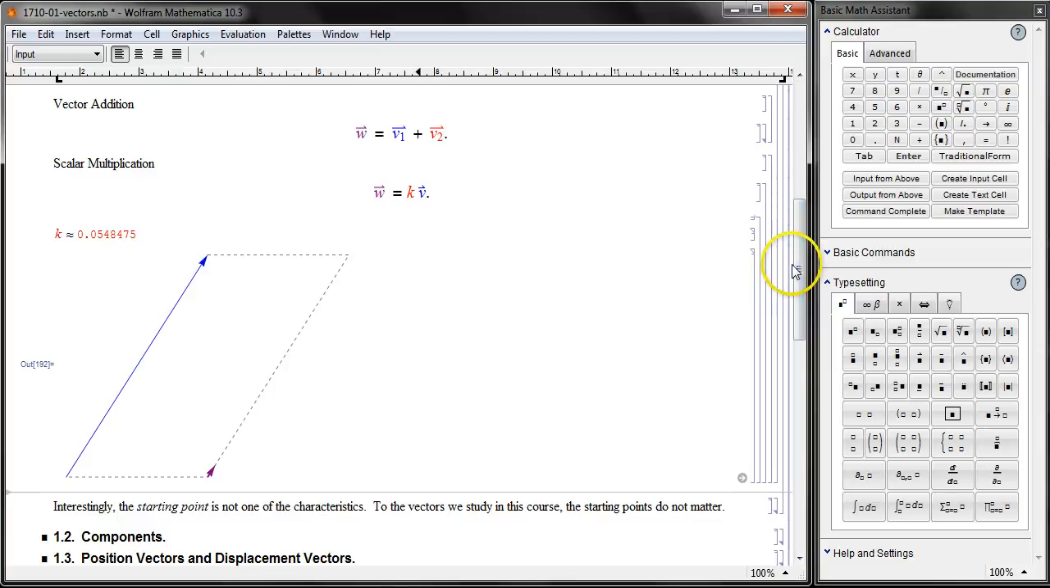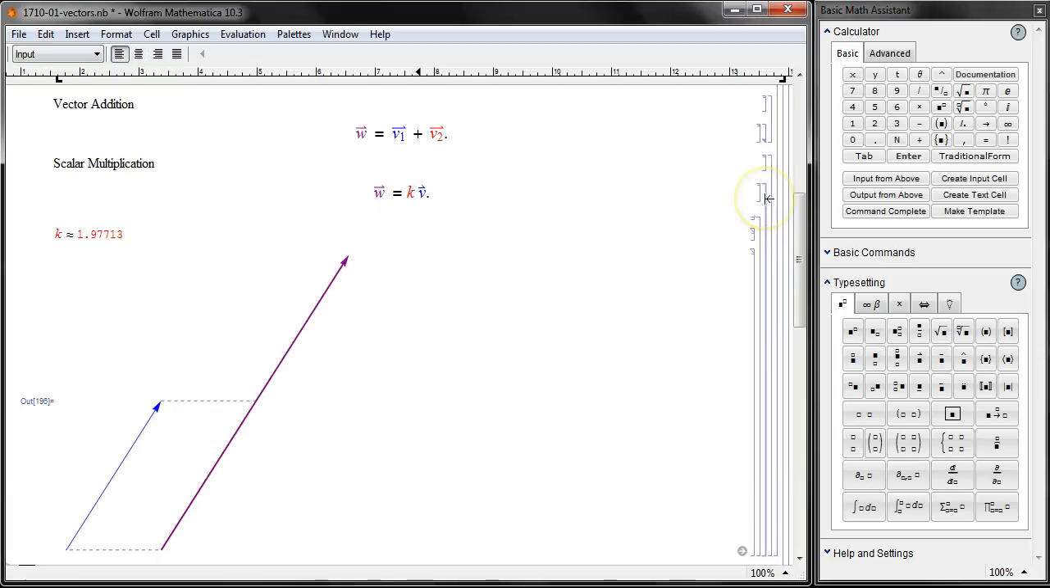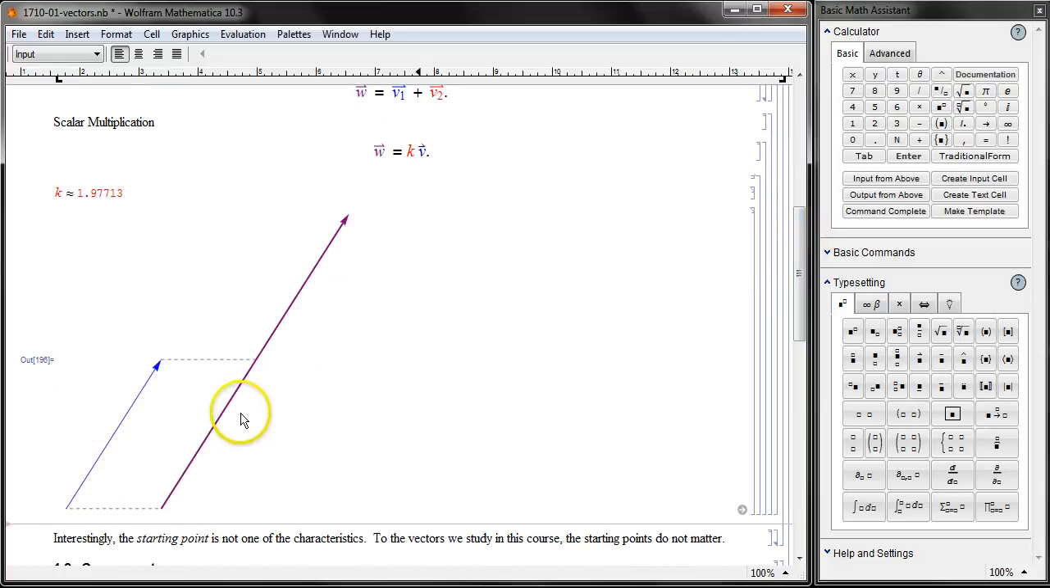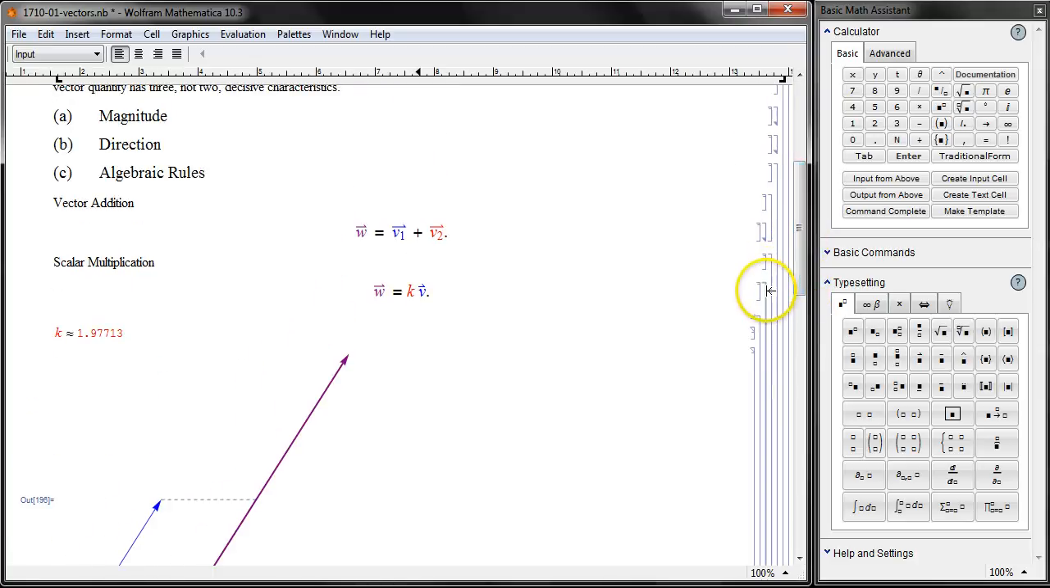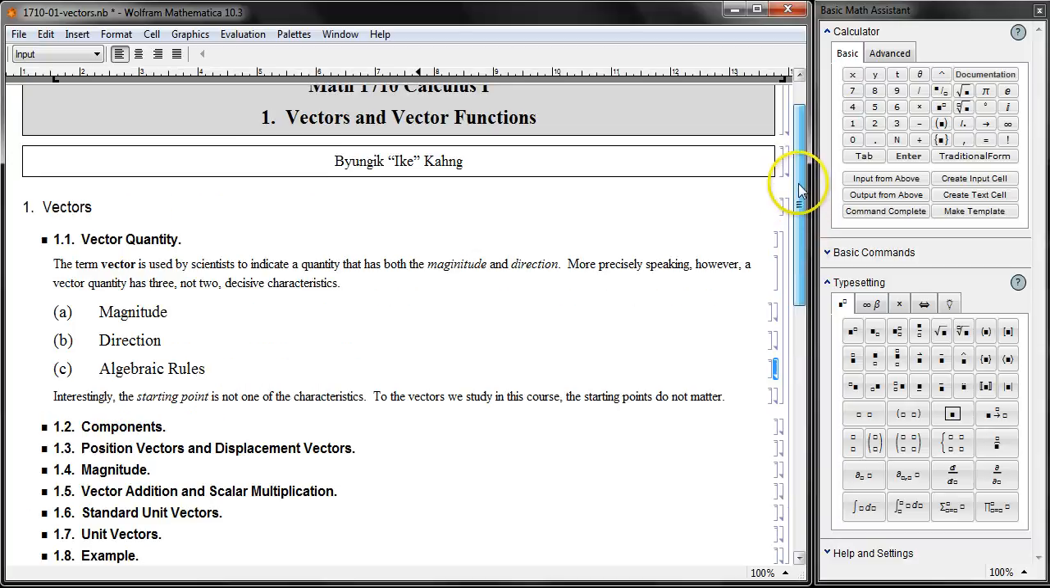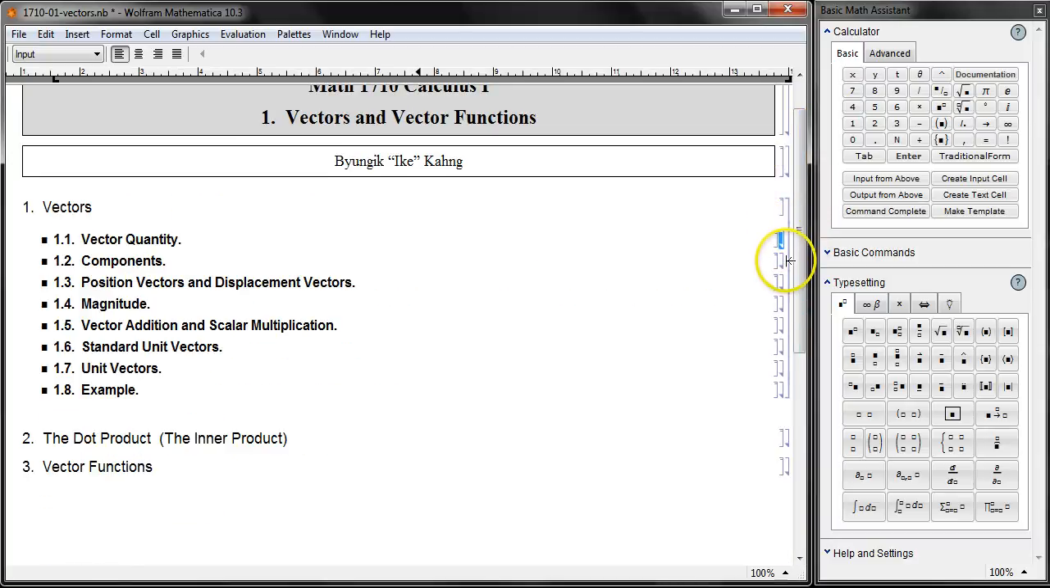In this case, the k value is so close to 0 that I don't really have anything here as purple. In this case, the k value is 1.97, nearly 2, so the purple vector w is nearly double the size of the blue vector, same direction of course. Scalar multiplication does not change the direction unless k is negative, and then it points in the opposite direction.